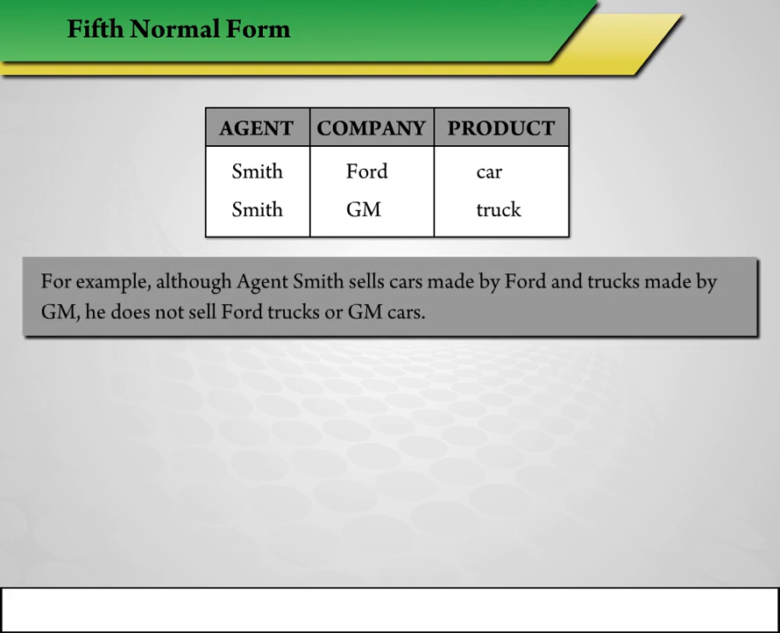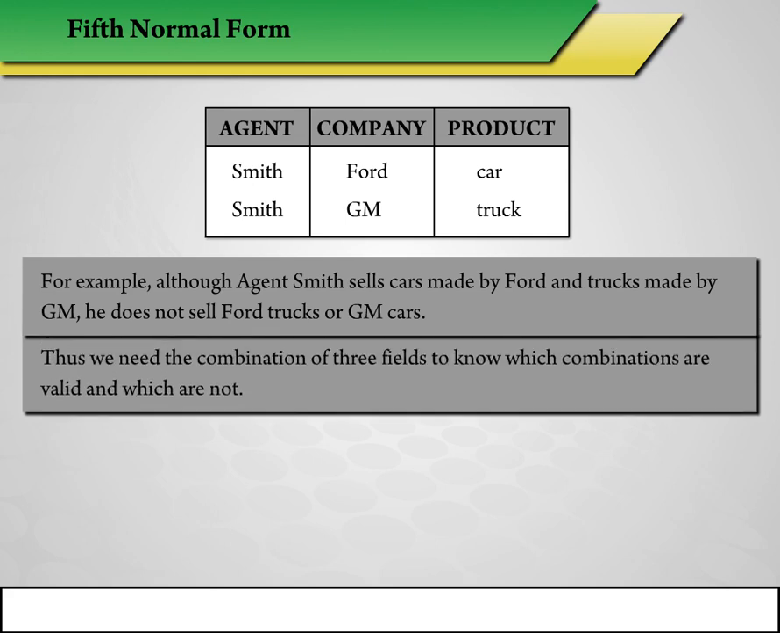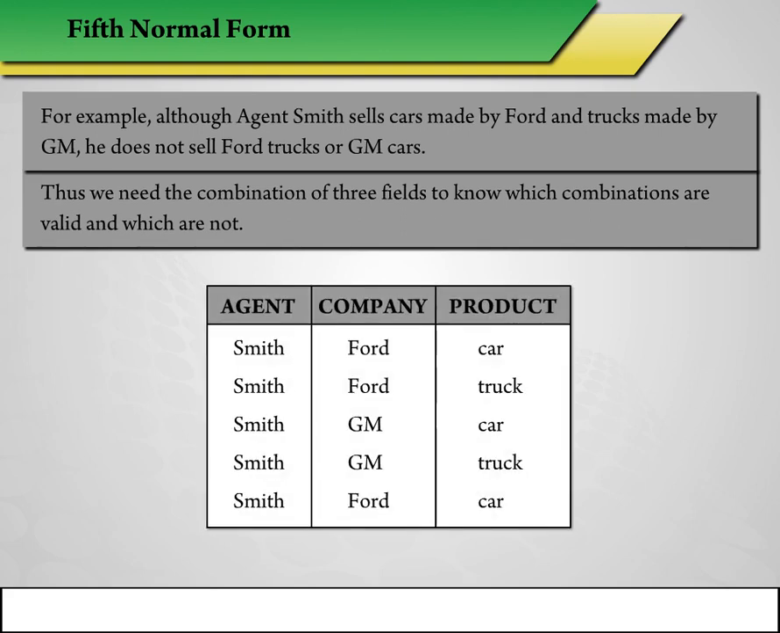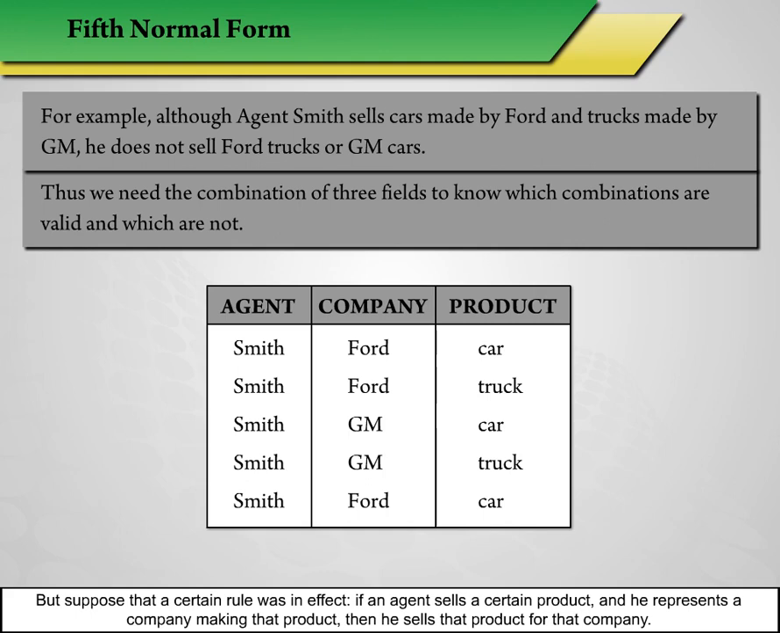For example, although agent Smith sells cars made by Ford and trucks made by GM, he does not sell Ford trucks or GM cars. Thus, we need the combination of three fields to know which combinations are valid and which are not. But suppose that a certain rule was in effect: if an agent sells a certain product and he represents a company making that product, then he sells that product for that company.